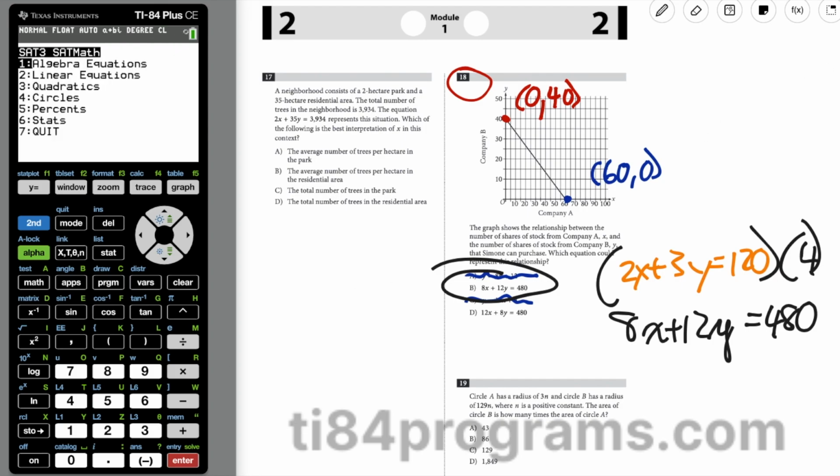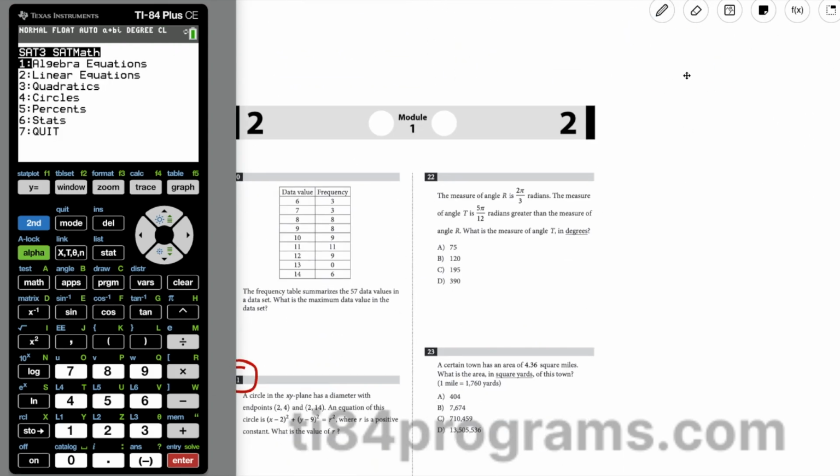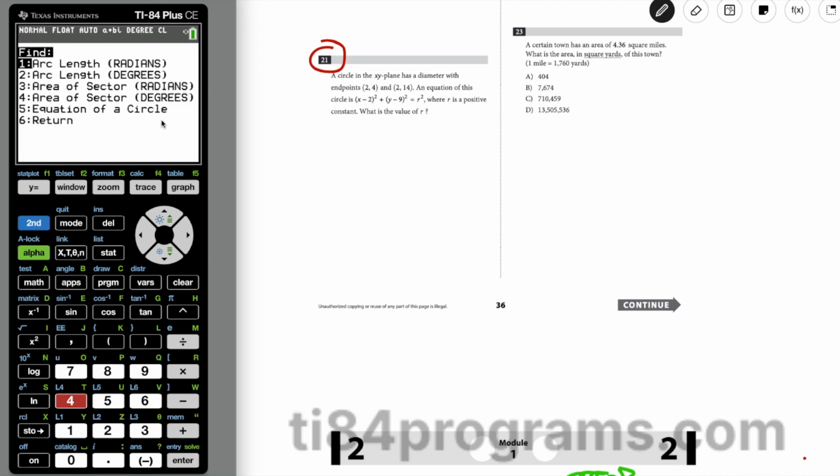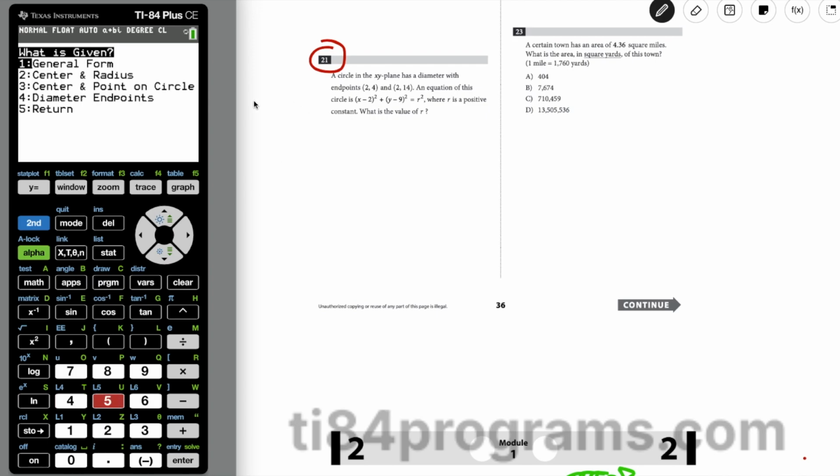Okay, we're going to continue soldiering on. So what we do is 21, a circle in the xy plane has diameter endpoints 2, 4 and 2, 14. Man, that makes me think it's going to be the circle submenu. And then we'll do equation of a circle. And then it's giving us diameter endpoints there. So x1 is 2, and then y1 is 4. And then x2 is 2, and the y value is 14.